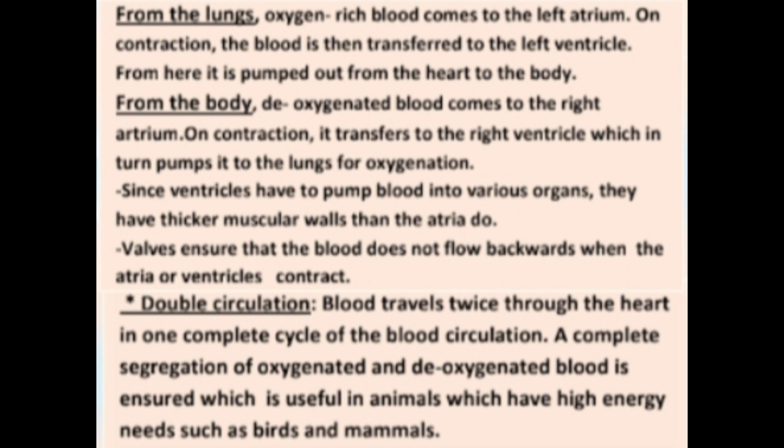Since ventricles have to pump blood into various organs, they have thicker muscular walls than the atria do. Valves ensure that the blood does not flow backward when the atria or ventricles contract. Double circulation: blood travels twice through the heart in one complete cycle of blood circulation. A complete segregation of oxygenated and deoxygenated blood is ensured, which is useful in animals which have high energy needs, such as birds and mammals.